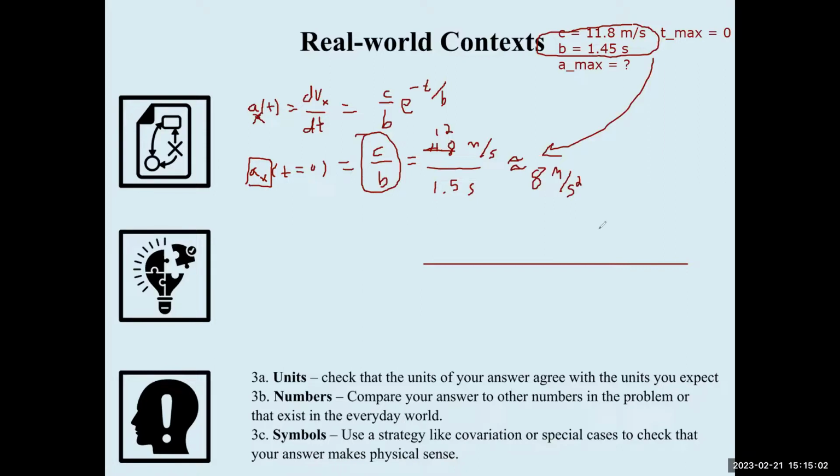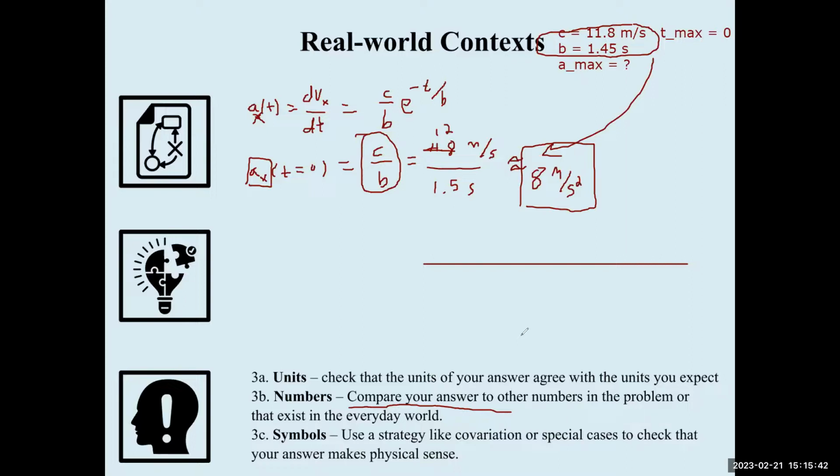I can also check numbers here. So I want to compare my answer to other numbers that exist in the everyday world. And here I note that I got 8 meters per second squared. And right away, I know a good number to compare this to is g, the acceleration that you get due to gravity, which is 10 meters per second squared. And I think it sort of makes sense to me that this acceleration should be close to g, or at least sort of in the same ballpark. It would be really wild if I got something like 100 meters per second squared, something substantially bigger than g.